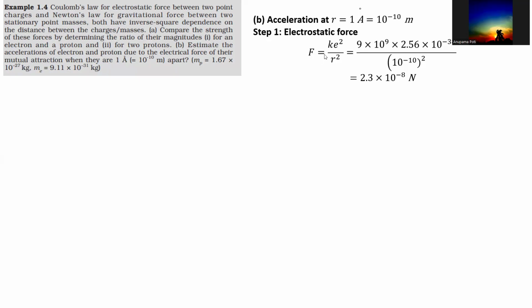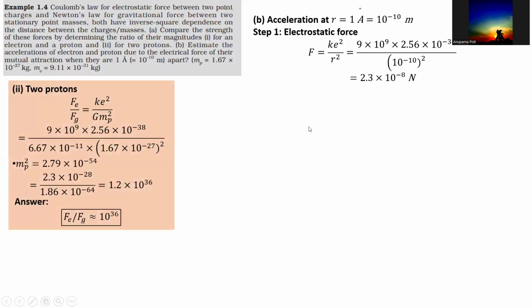Okay, first we'll go for electrostatic force. This we already calculated. F equal to K e square by r square. So charge is 1.6 into 10 to the power minus 19 whole square. Separation is 10 to the power minus 10 whole square. So you are getting 2.3 into 10 to the power minus 8. This is electrostatic force. What is the acceleration of the proton and electron? That is the question. Okay.